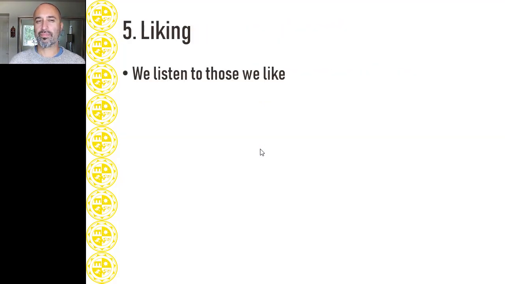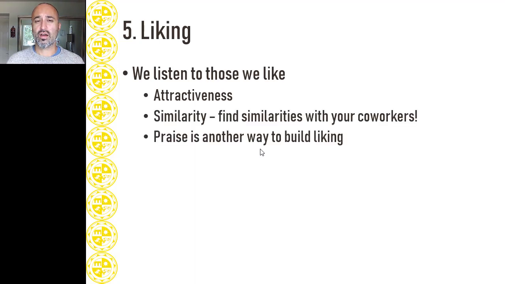Fifth principle is liking. We listen to people we like, and we're more likely to agree to people we like. We like people for a lot of different reasons. One, because they're more attractive to us, and attractiveness can take a couple different forms. So we have similarity as a basis for attractiveness. We like people who are similar to us. So one thing you can do as a manager is to try to find similarities with your coworkers, develop these, find areas where you have similar interests with people and they're more likely to like you.